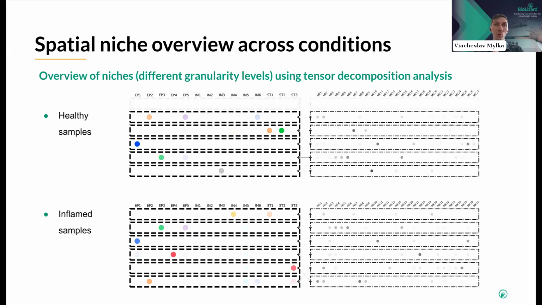Luckily, there are other beautiful tools like tensor decomposition analysis, where we can group enrichment of spatial niches across samples, taking into account replicates, and in this case, patients. And we can then see which spatial niches are enriched, for example, in inflamed samples. To the left are spatial niches with granularity level 100 neighboring cells, and to the right are niches which were calculated from the granularity level of 20 neighboring cells. So we can really zoom in on different granularity levels.